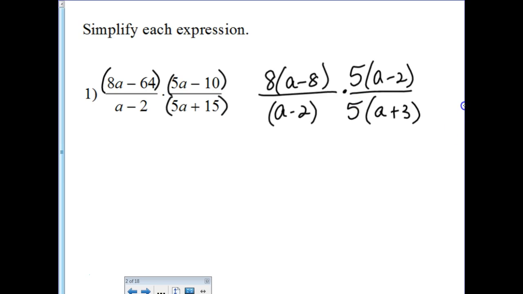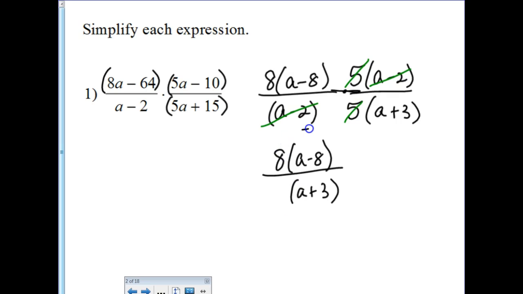So now you can do that cool technique from 4th, 5th grade where you did cross-canceling. Anything that exists on the numerator and denominator as separate terms can cancel each other out. So like for instance, these 5s cross-cancel. Anything else cross-cancel? The a minus 2s cross-cancel. And then that's it. So your final answer is, leave it in factored form, please. 8 times a minus 8 in the numerator over a plus 3 in the denominator.